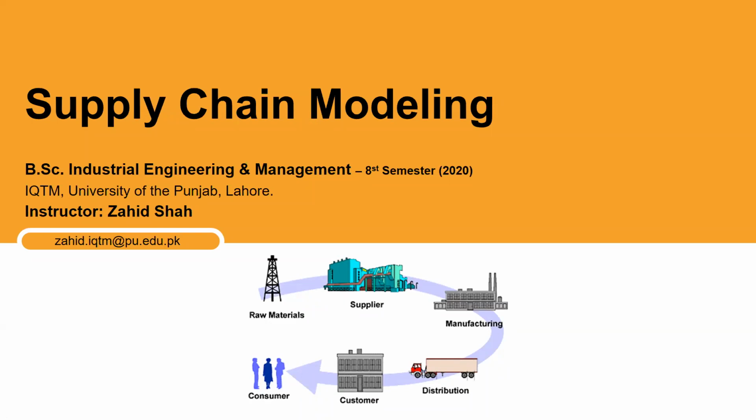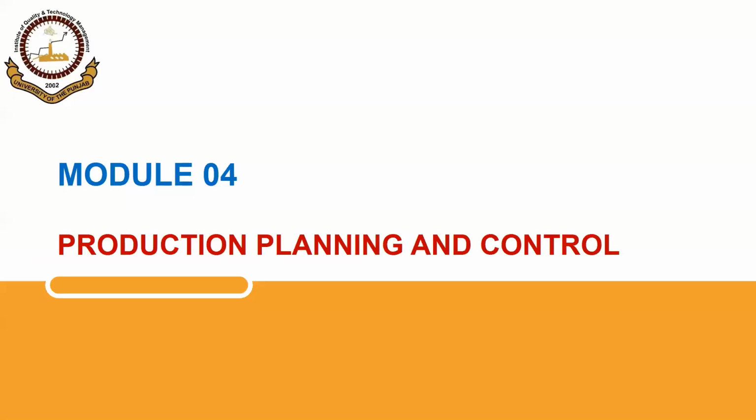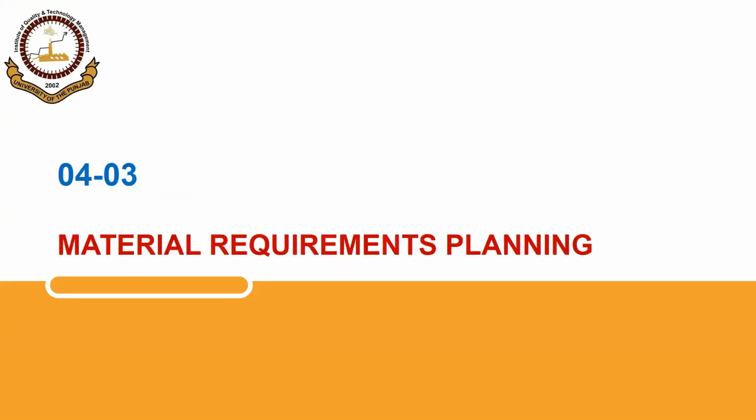Welcome to another lecture on supply chain modeling. We were discussing production planning and control, that is our module 4. In the previous segments, we had discussed how to make a production plan and then how to convert that into a master production schedule. And we also discussed how to make a master production schedule. The next topic is material requirements planning, or MRP.